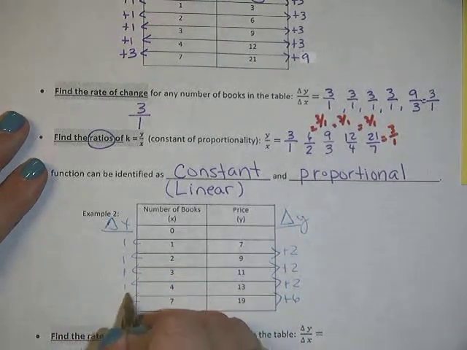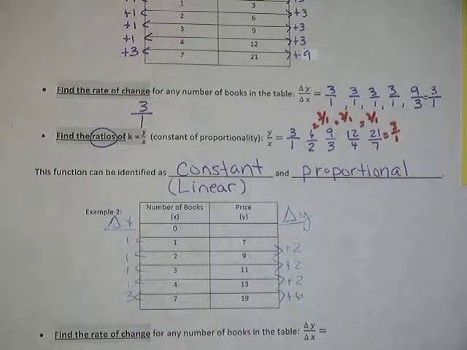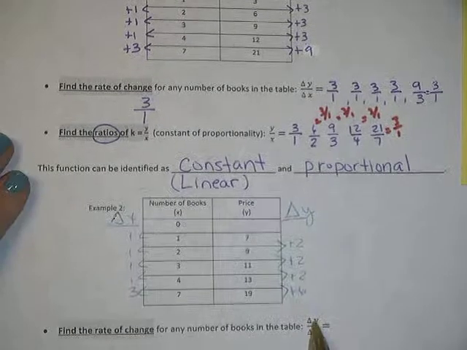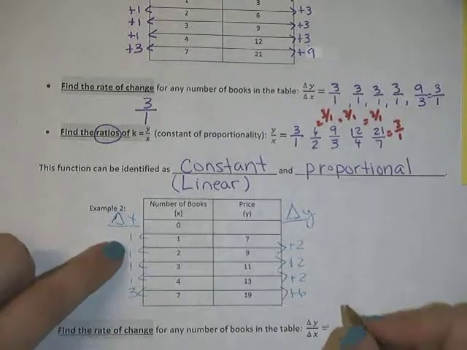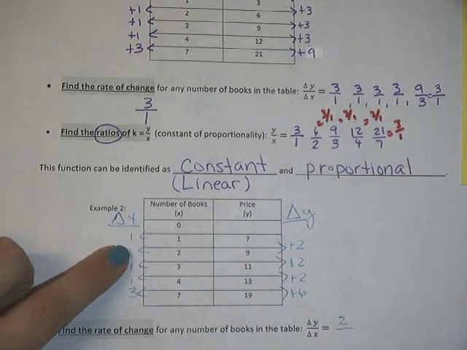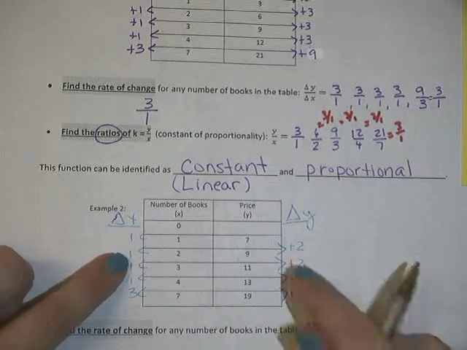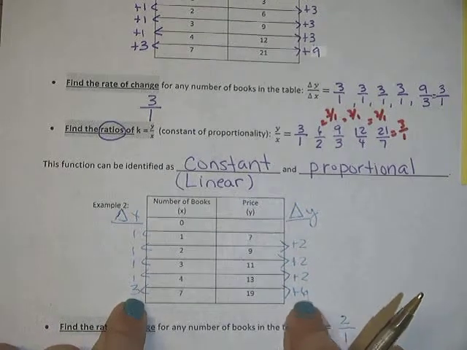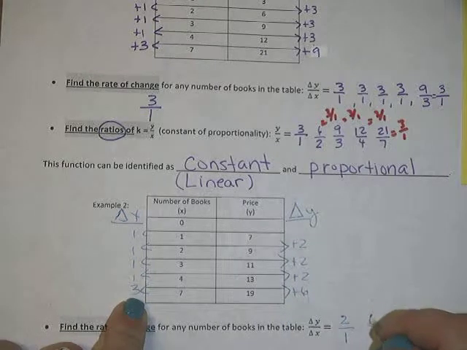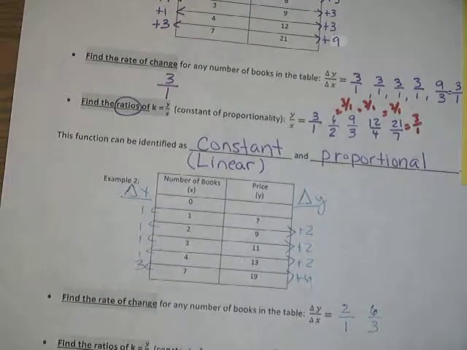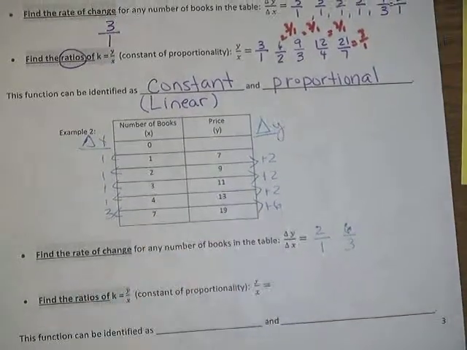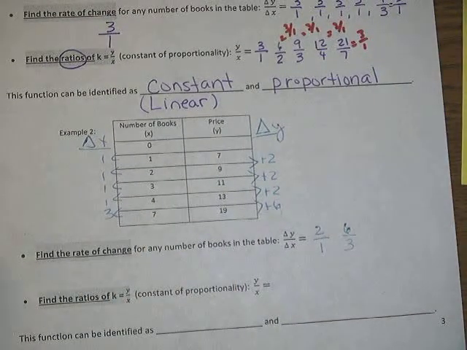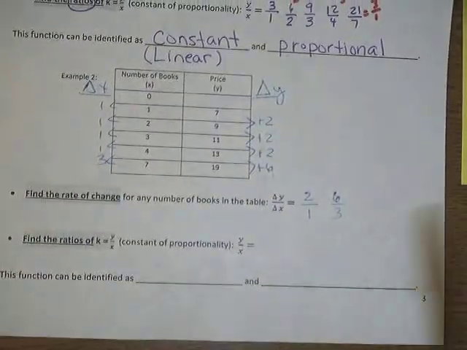Okay, so delta of x is what? Plus 1. Plus 1. Plus 3. Okay, so for the rate of change, I'm looking at delta y. My first delta of y is 2. My delta of x is 1. Okay, it's the same, it's the same, it's the same. Where is it different? At the bottom. So the bottom, the delta is 6 over 3.